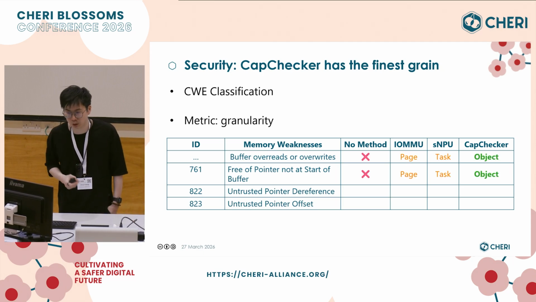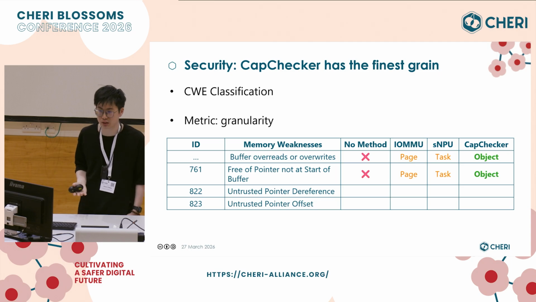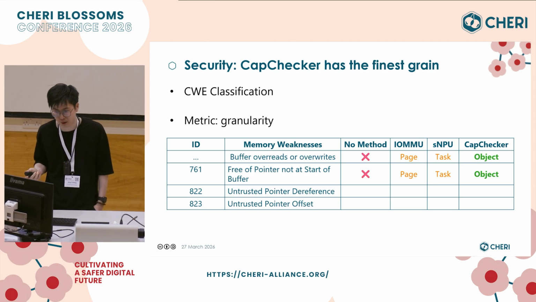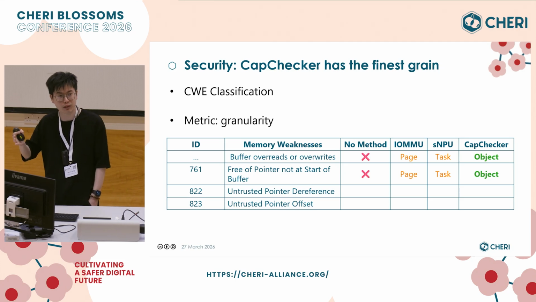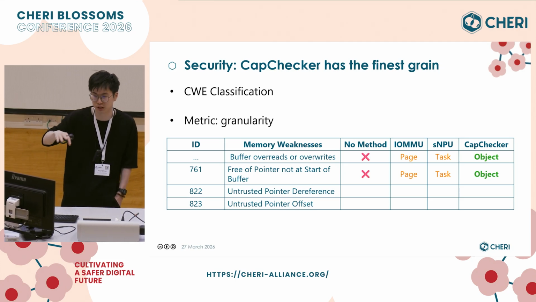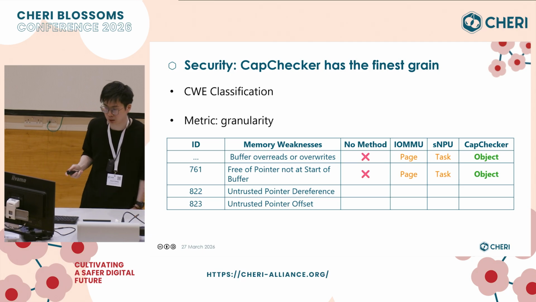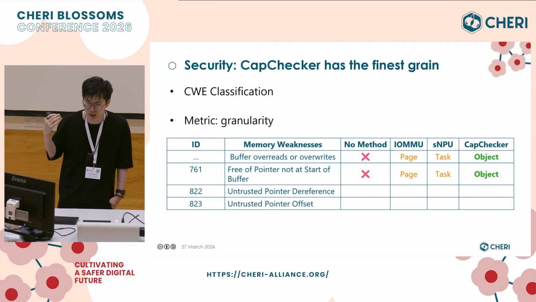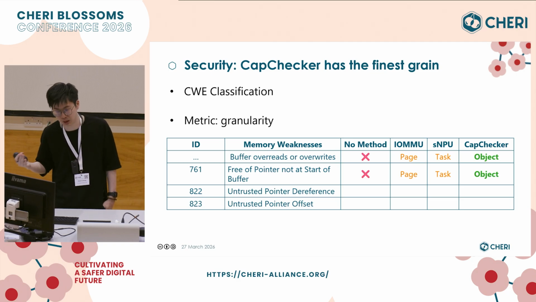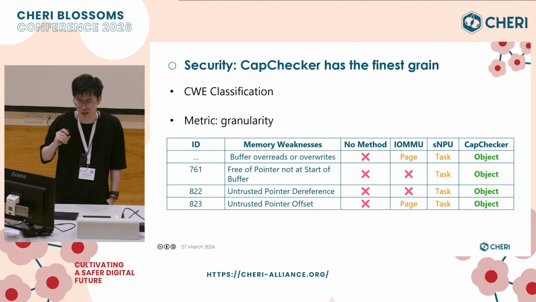If we talk about granularities, the MMU supports page-level protection, and other custom accelerators can do a little bit finer grain. The SNPU paper, for this microarchitecture, looks at task level. But for the CapChecker, we look at the object level. It's basically pointers, so it's the finest grain compared to related work.